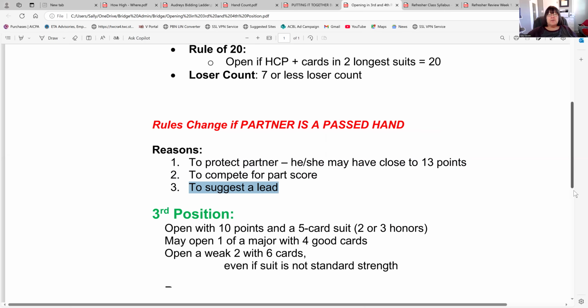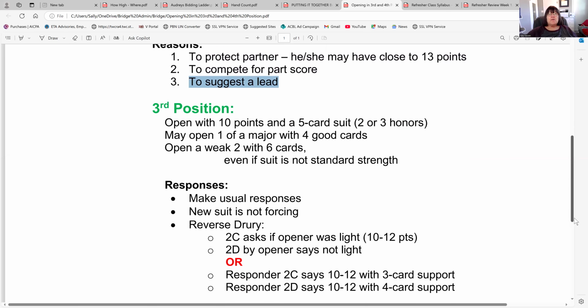So the rules are a little bit different depending on whether you're in third position or fourth position. If you are in third position, so that's where it's gone pass, pass, and now it's your turn, you can open with just 10 points and a good 5-card suit, 2 or 3 honors in the suit. Don't open with a crummy suit because remember, part of this is suggesting that your partner lead that suit. So don't do this with 10 points and a jack-high spade suit. If you've got a nice suit and 10 points, nobody else has bid, and it's in third position, you can bid.